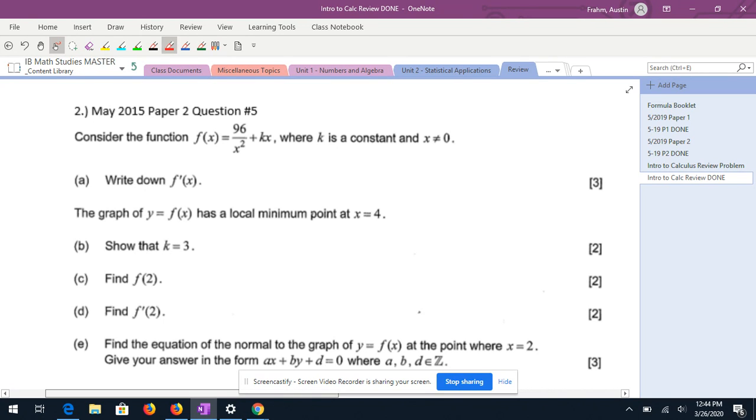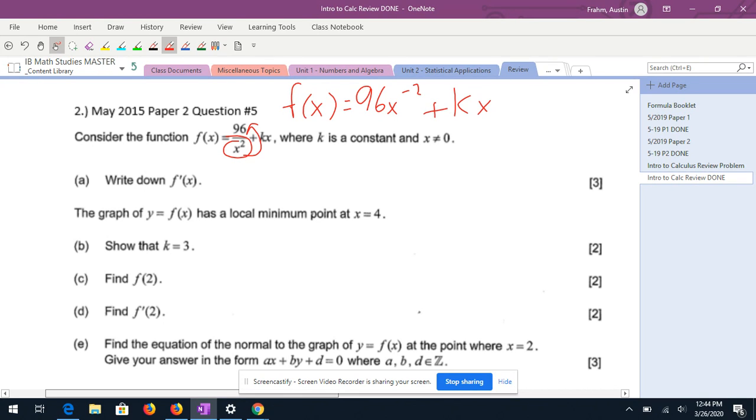Now, before we can even start, you should notice that the first term has a variable in the denominator of the fraction, so we need to move it to the top. So if I were to rewrite that, it would be 96x to the negative second power. The exponent becomes negative. The second term, kx, can stay the same. Now we should be able to write down the derivative.